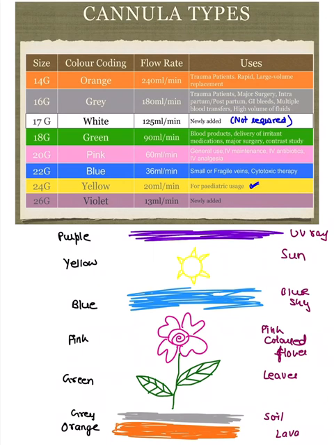Start from 14, it goes from 14 to 26, even numbers: 14, 16, 18, 20, 22, 24, 26. So if someone asks you about 20 number, try to think, we need to go to the fourth color from down. First it will come orange, then gray, then green, then pink, means 20 gauge is the pink color. I think this will help you.